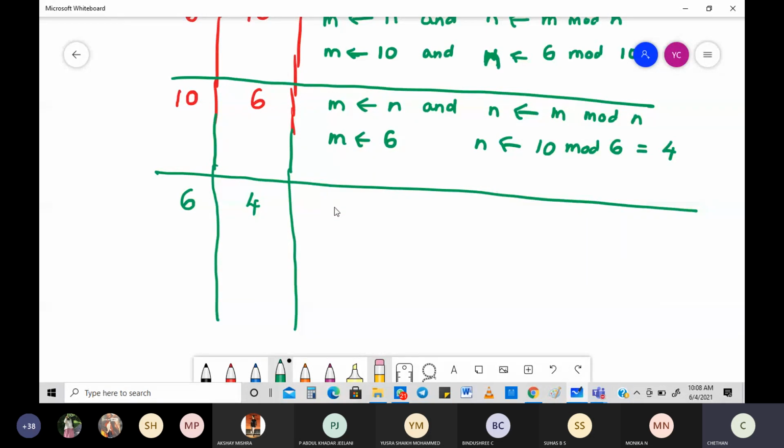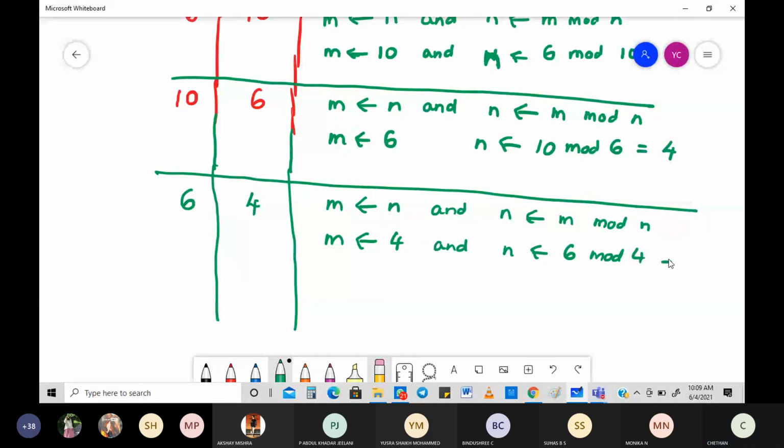So m, n, and of course, n equal to m mod n. Same thing. So what is the next step? The next step is you are going to get whatever the value is in n, which is 4, and the next thing, the n value will be equal to m. What is the value of m? The m value is equal to 6, then mod 4, which is equal to 2. So this step is also done. Now go for the next step. What is the next step?